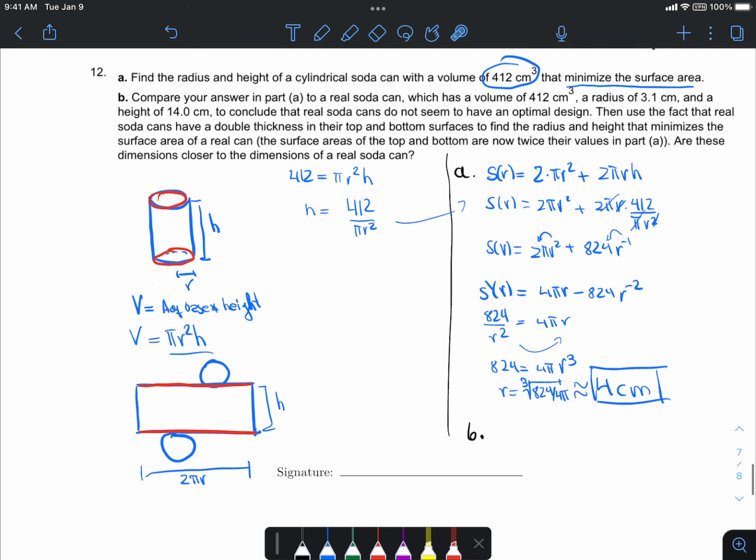So what we'll do is write a new function that's exactly the same, and instead of using surface area now, I'll use C for cost, because we're talking about material now. We're going to double this, because in the previous problem we were adding the two circles, but now each of the circles counts as 2, because we're doubling the area. So this is 4 pi r squared plus 2 pi r h, and then the rest is exactly the same. So that's 4 pi r squared plus 824 r to the negative 1.